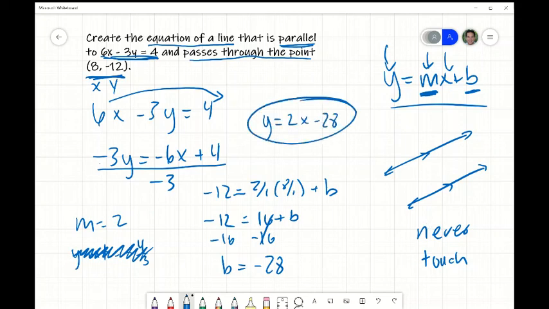All right, so there we go. The only difference is that the original line had a y-intercept of negative 4/3, and now this one has a y-intercept of negative 28. There you go.